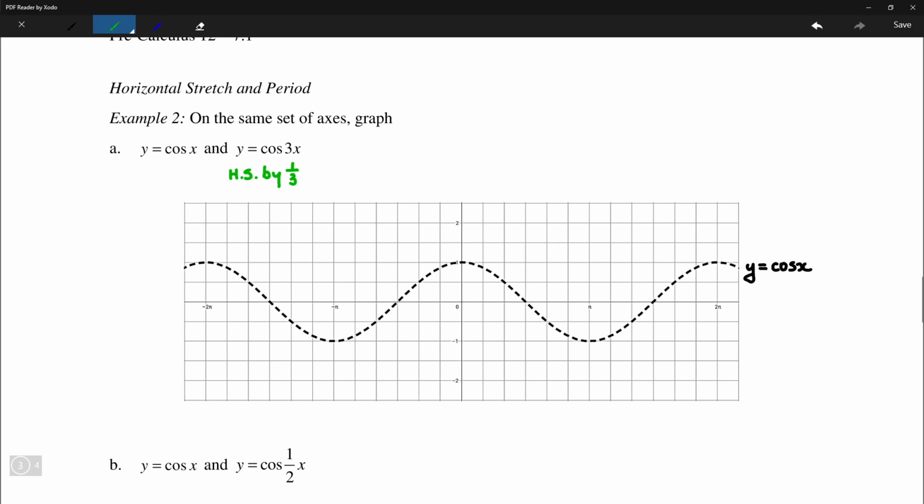So for example, this point will not be moved. However, this point here used to be 3 spaces to the right of the axis, and now it will be a single space to the right. This point here used to be 6 spaces away. Now it will just be 2 spaces away because of the horizontal stretch by a third. This point used to be 9 spaces to the right. It will now only be 3 spaces to the right. And finally, the end of the period will simply be 4 spaces to the right of the axis. So we'll have a graph that looks kind of like this.